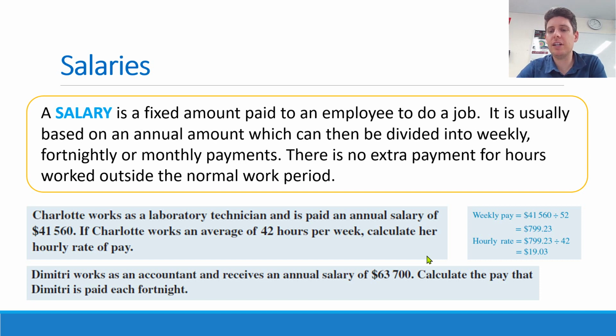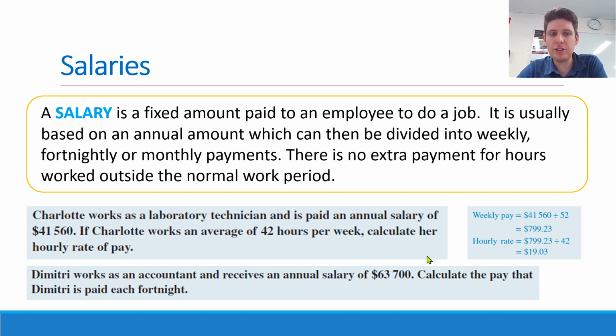Another way to do it, as you can see on the screen, divide the total amount annually by the number of weeks, and then divide it by the hours. That's another way to do it, you get the same answer. All right, let's have a look at Dimitri. He gets an annual salary of $63,700. That's a bit more like it. Poor Charlotte, getting paid not much.